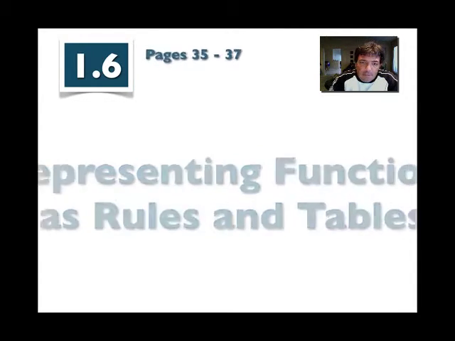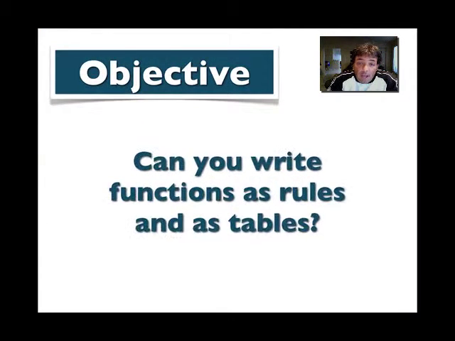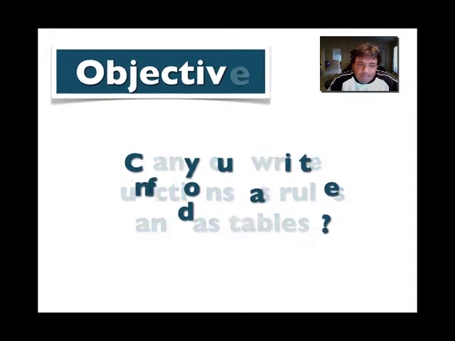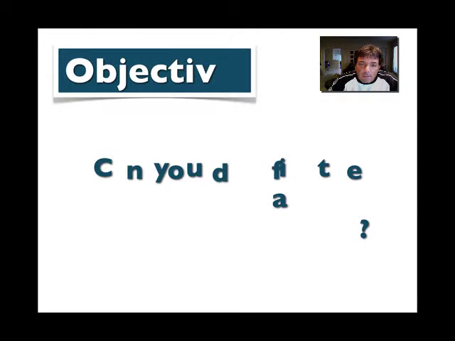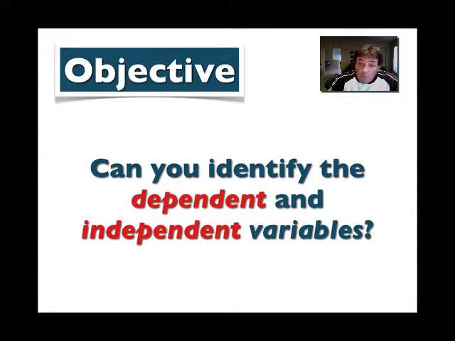You have two objectives for the most part. First, can you take a function and write it as a rule and then create a table from that? And second, when you read a problem, can you identify what's the dependent variable and what's the independent variable? So there's a lot of vocabulary in this part of the chapter. I don't think you're going to find this too difficult, but pay attention, especially to the vocabulary and the words that we're going to be using.